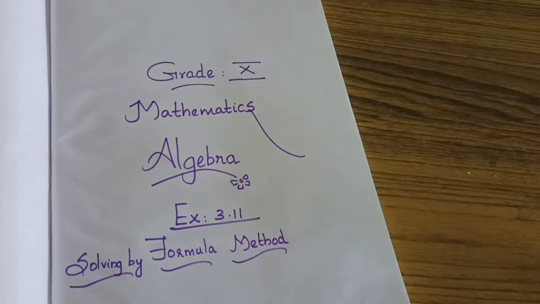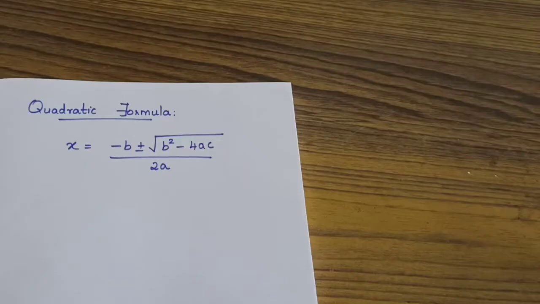Again the same chapter, Algebra. Today we are going to solve the remaining problems in exercise 3.11 by formula method, that is, solving quadratic equations by formula method. Have you remembered the formula that we studied, the quadratic formula? Let's repeat that: x equals minus b plus or minus square root of b square minus 4ac, divided by 2a.